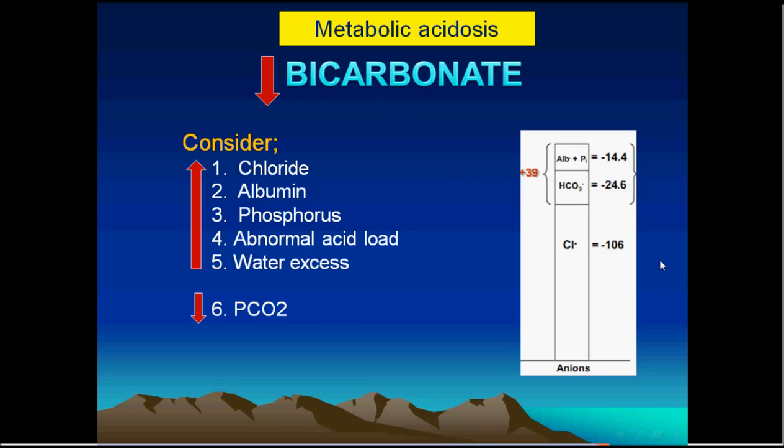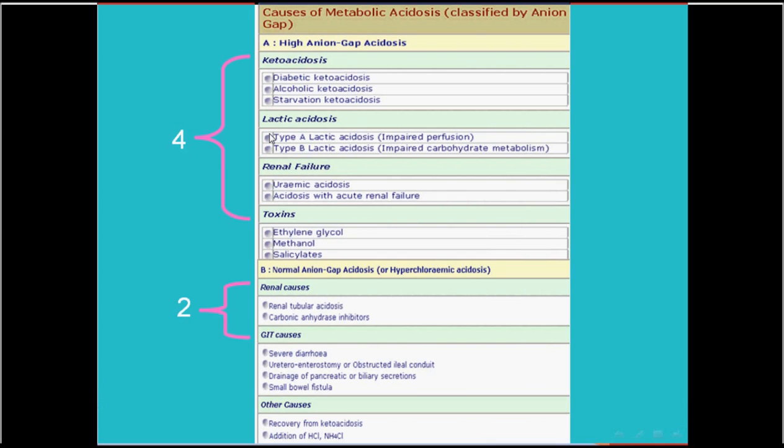So when we look at the bicarbonate, I have to remember the relation between bicarbonate and chloride, bicarbonate and albumin and phosphorus, neutralization of bicarbonate, and bicarbonate with hemodilution and hemoconcentration, and at the same time its relation to the carbon dioxide. So this is a sample of metabolic acidosis.